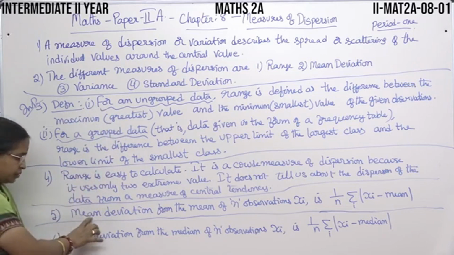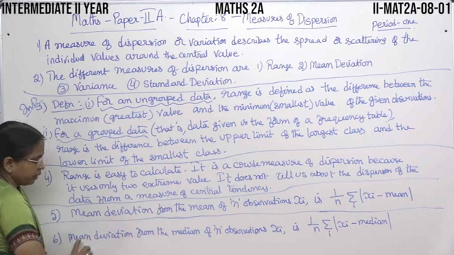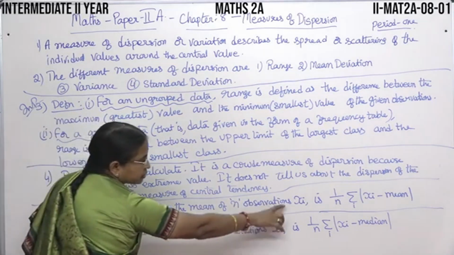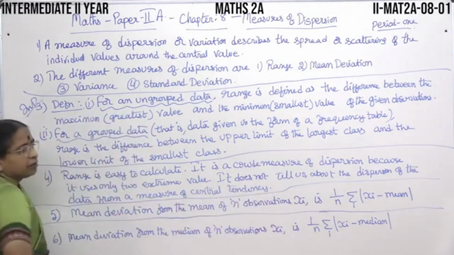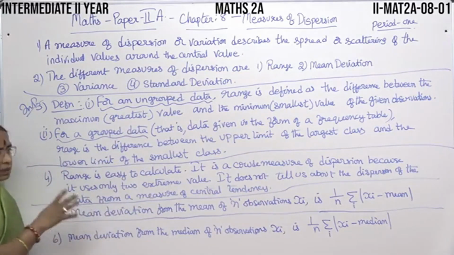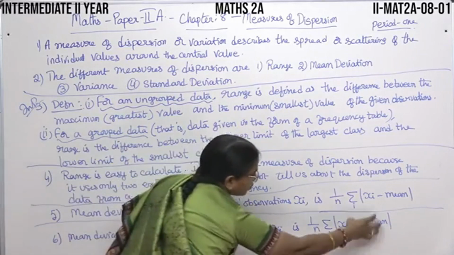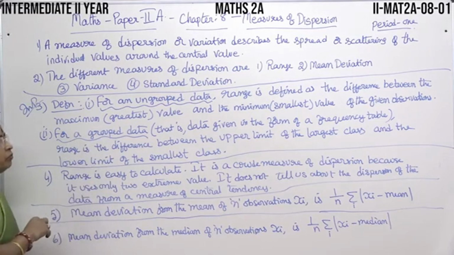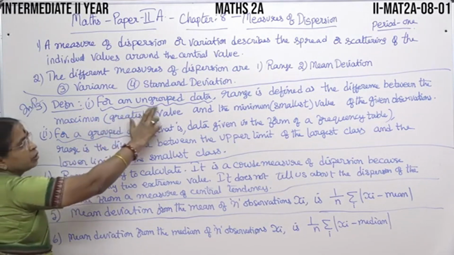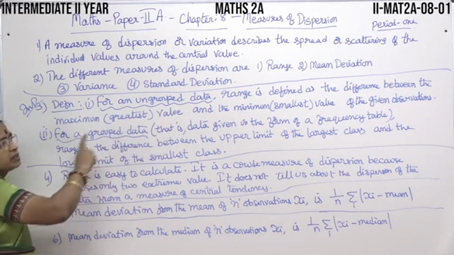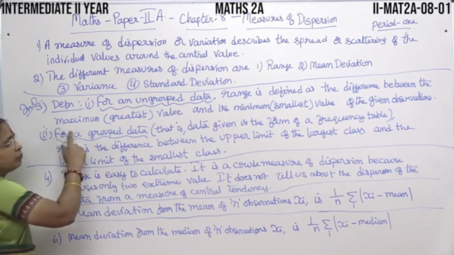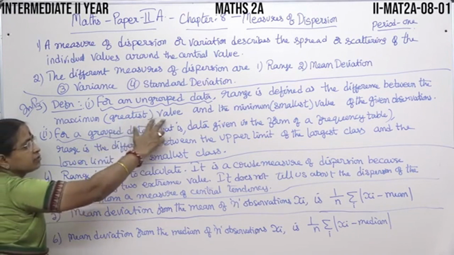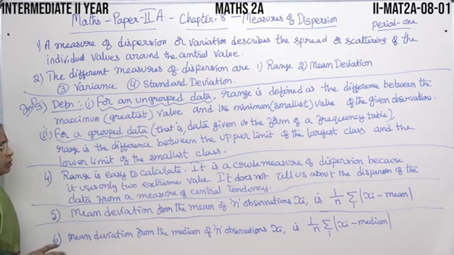Range, and then this formula: mean deviation from the mean, or from the median, of n observations is given by the formula 1 by n into modulus. It is the absolute value, positive value here. So these formulae and these two definitions are very important. For an ungrouped data, range is defined as the difference between the maximum value and the minimum value. You can write greatest value and smallest value also.